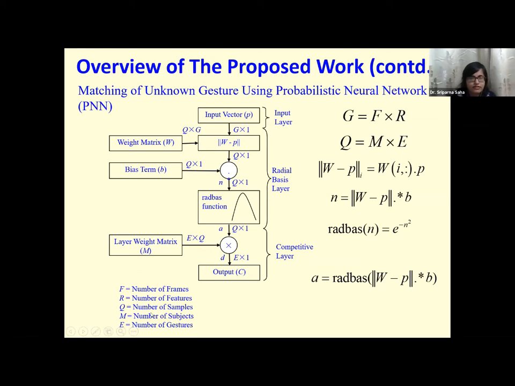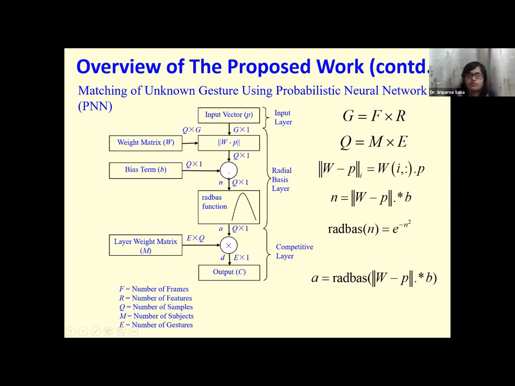Number of samples, how many sampling is done, that is the Q. Number of subjects, that is, we have taken the data from suppose 8 dancers, 10 dancers, 60 dancers. So the number of subjects is the M value. And the number of gestures, that is how many gestures are being considered, is the E value. If you know all of the parameter values, you can just feed them into these particular equations, and then the probabilistic neural network will be trained. So this is the overview of the PNN.